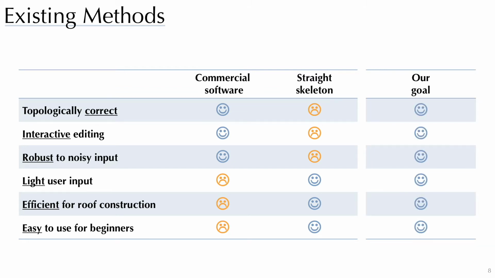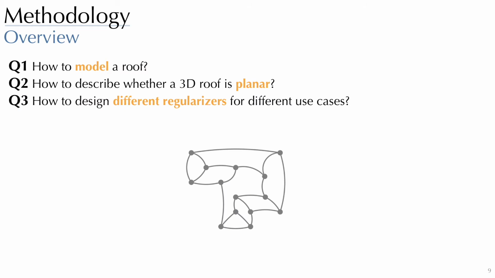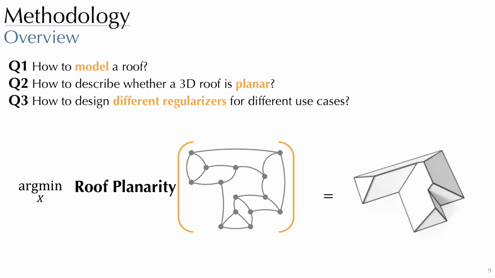In this work, we propose a new roof modeling approach which combines the advantages of both solutions. Our approach is significantly more efficient and intuitive than the general-purpose commercial software and is more powerful and expressive than the straight skeleton-based methods. Our method takes a roof graph as input. We propose a simple but effective planarity energy. Minimizing this energy using a continuous solver would give us a planar 3D roof. In this work, we also propose different regularizers to construct roofs for different use cases.